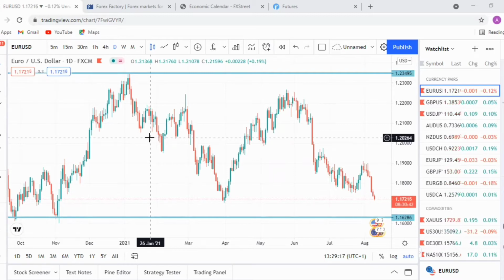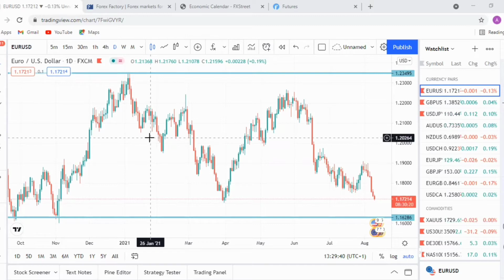Now, as a day trader, when you come to your chart, what you want to look for first of all is the market structure. What's the market structure like? Is the market trending downwards? Is the market trending upwards? Or is the market consolidating?